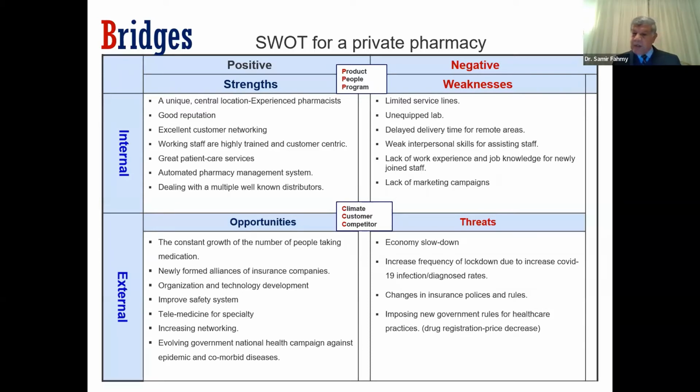Changes in the insurance policies and rules. There is a certain level of coverage. I mean, they might cover some diseases. They offer the unpaid support with different ratios. Imposing new government rules for healthcare practices, like drug registration and sometimes price decreases.